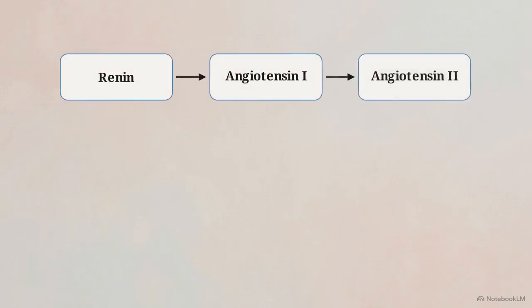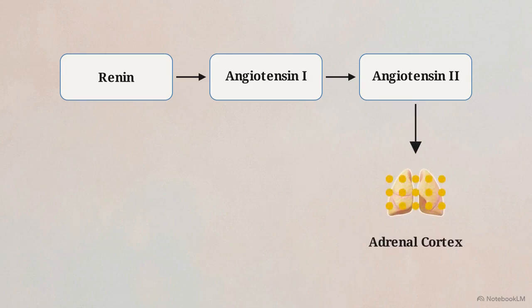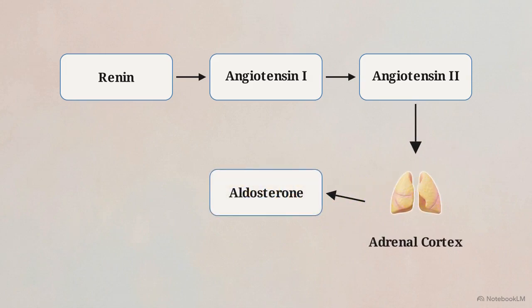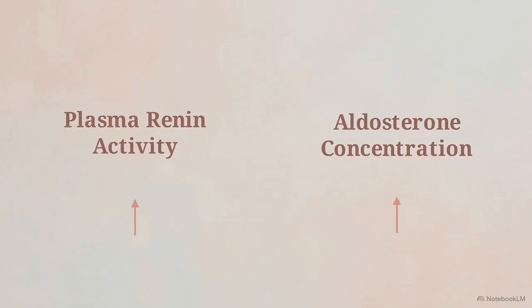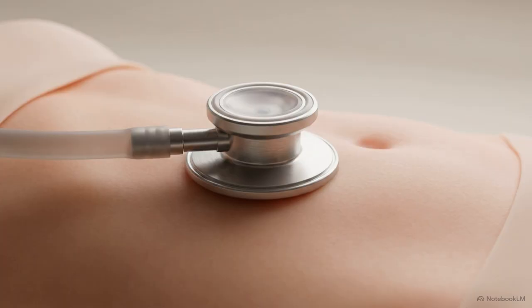This triggers the renin-angiotensin-aldosterone system. Renin converts angiotensinogen to angiotensin 1, which becomes angiotensin 2, stimulating the adrenal cortex to release aldosterone. The biochemical signature here is a symmetrical elevation. Both plasma renin activity and aldosterone levels are high. On physical exam, this turbulent flow often presents as a systolic-diastolic abdominal bruit.